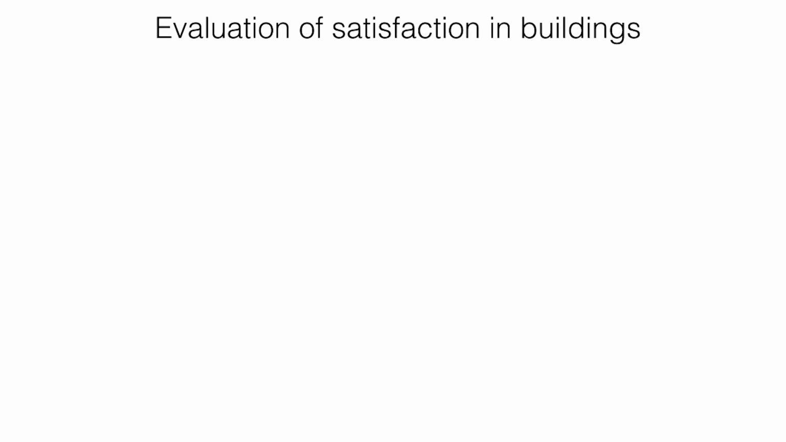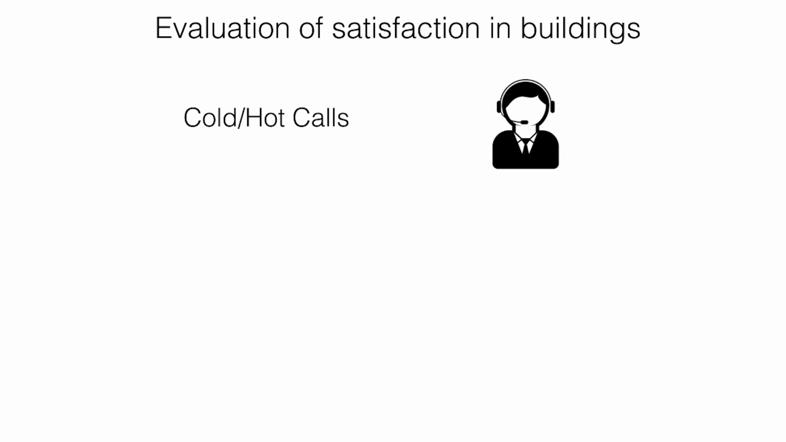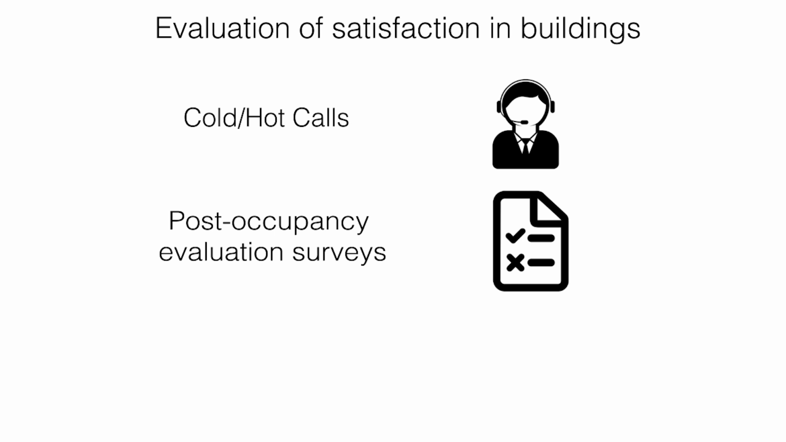If there are failures in a building, the occupants are often left with suboptimal conditions, and they may find themselves unsatisfied in the building. There are various ways that the occupants can communicate these situations. The first is through what's called hot or cold calls. This is when a person picks up a phone and calls the operations team to let them know that they're not happy. The next way is through the use of a post-occupancy evaluation survey.